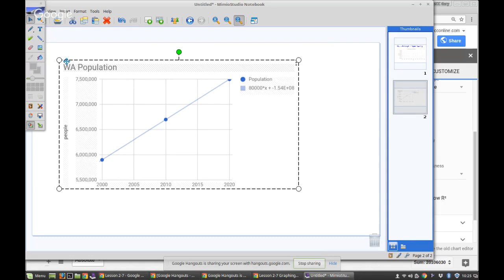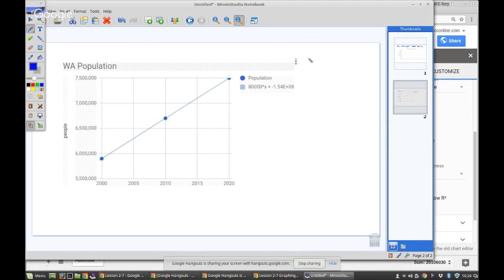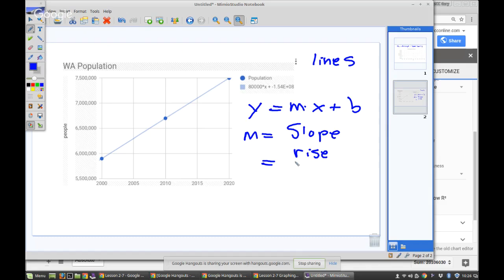So you may have seen things like this before. Equations of straight lines look like y equals some number m times x plus some other number b. The m number, that's called the slope. Slope is rise, that's the vertical change. For us, that rise over run is change in population, right? So I have a change in population for the rise over a change in years for the run.